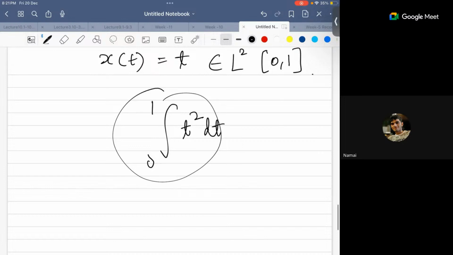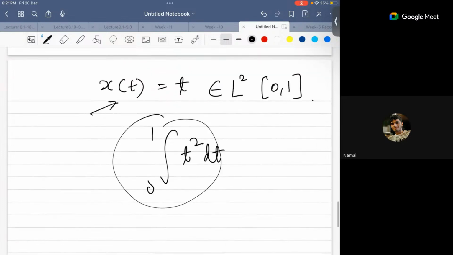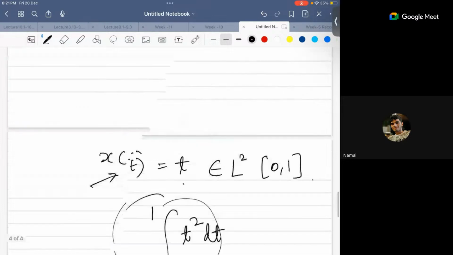Sir, do we have to take a root after that? No, no, no. You don't have to take root. Here we are just checking whether this signal, or the function space that has been given to you, is a function space of L2 or not. This is what you have to check. For that, there is only one condition.